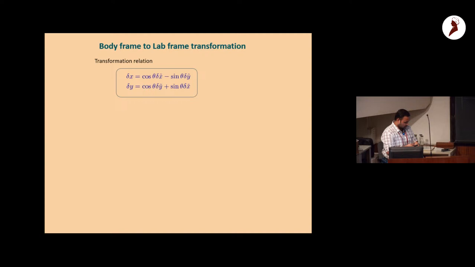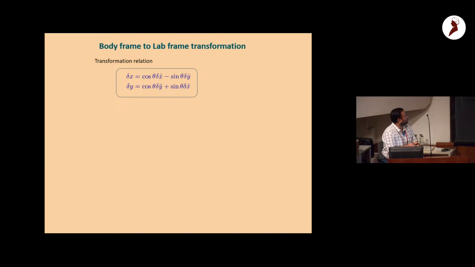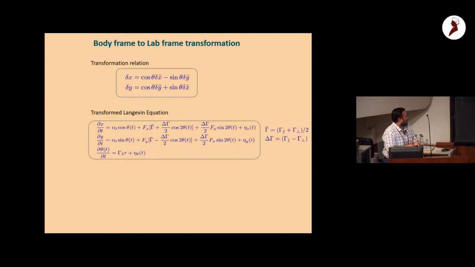So now what we will do is transform this body frame to the lab frame. Here gamma x and gamma y should be gamma parallel and gamma perpendicular; there is some nomenclature issue. These are in uncoupled form, but when we take the transformation from body to lab frame, we will find that they get coupled. In this coupled equation, gamma bar is defined as the average of these two mobility coefficients, and this is the difference between the mobilities. This delta gamma gives the shape asymmetry term and will affect the diffusion and persistence, and so on.